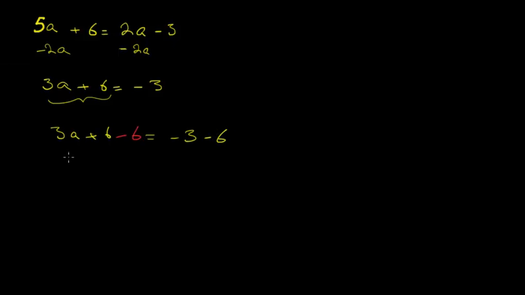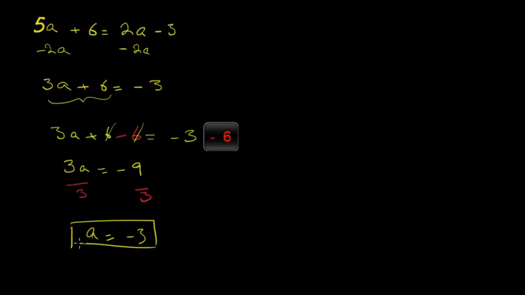minus 6. So we have 3a, and positive 6 and negative 6 cancel out, and we'll have minus 9. So the last operation done to the variable is its coefficient. Since it's multiplication, we can divide both sides by 3, and we'll get a equals minus 3, and we are done.